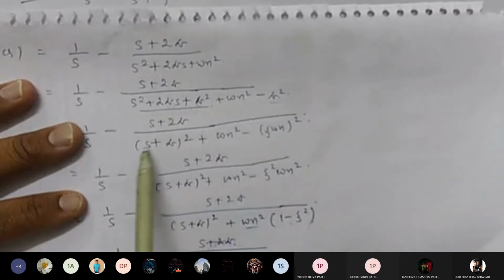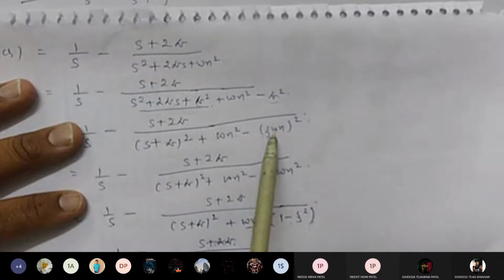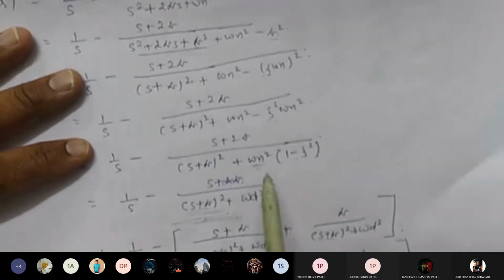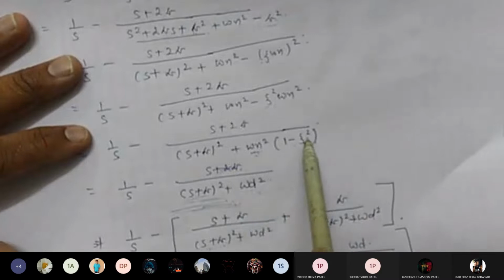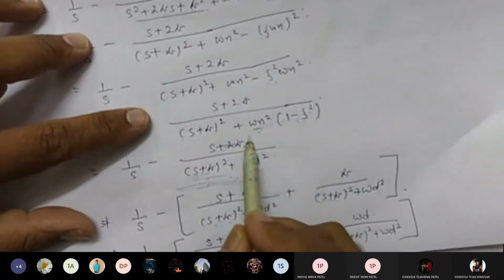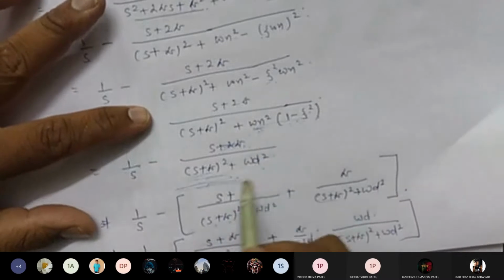So this is nothing but s plus alpha whole square plus omega n square minus, we have put the value of alpha, zeta into omega n whole square. So it will be the square of both, zeta square into omega n square. We have taken omega n square common, so it will be 1 minus zeta square. So what is this actually? It is nothing but omega d.